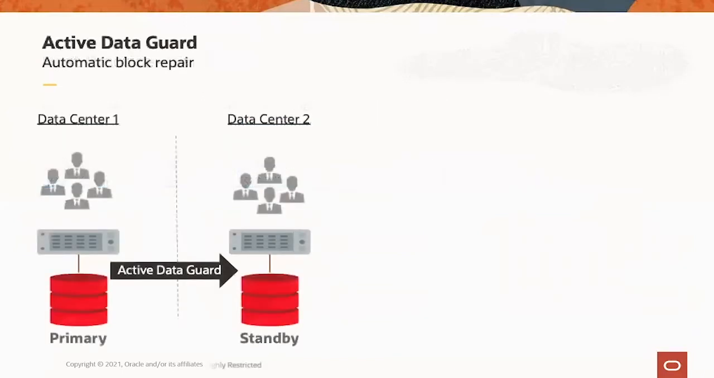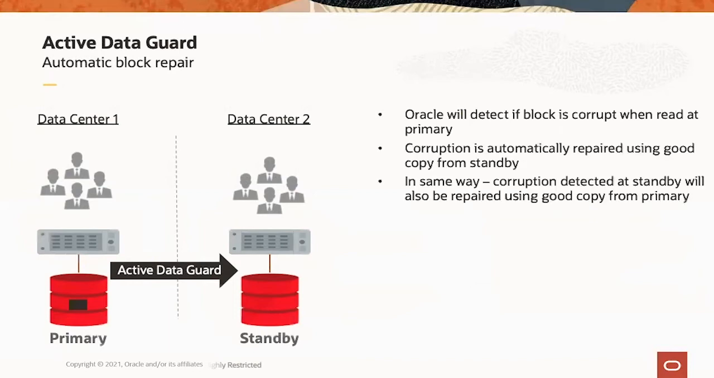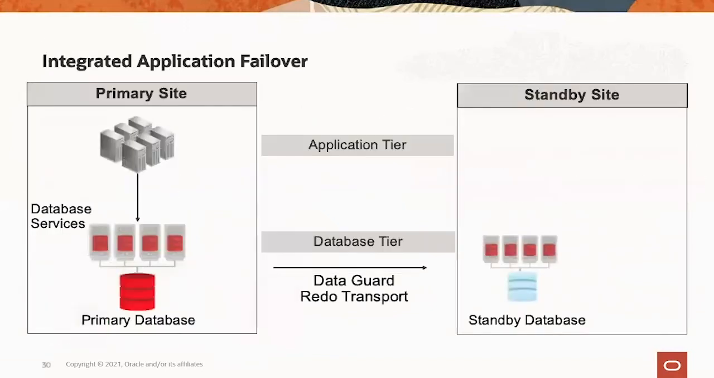Another cool feature from Active Data Guard is basically the automatic block repair. So Oracle will detect if a block is corrupt at the primary. At that point in time, we are fetching the good block from the standby database and apply it to the primary without the application noticing it.